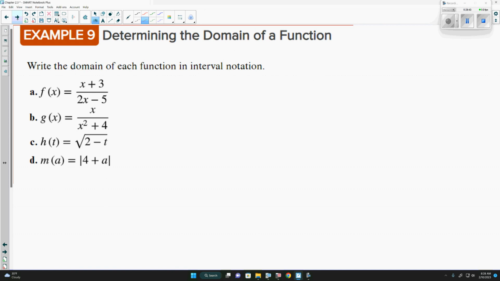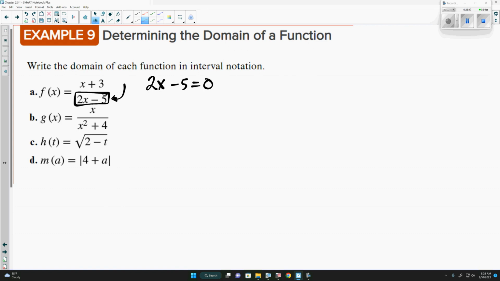So for most functions, the domain is all real numbers, except when we hit roots with even indexes or fractional functions. So if we look at the first one here, we don't have any roots or radicals, but we do have a fraction with a variable in the bottom of it. So here, the domain cannot have whatever value is going to make this denominator 0.